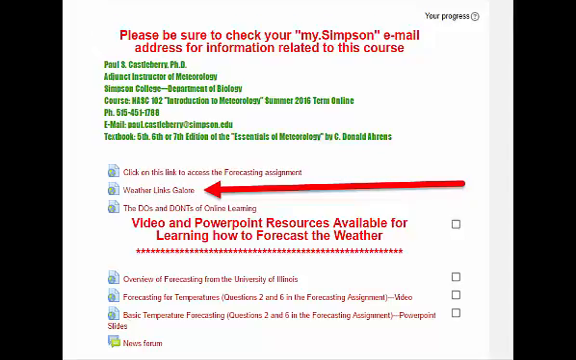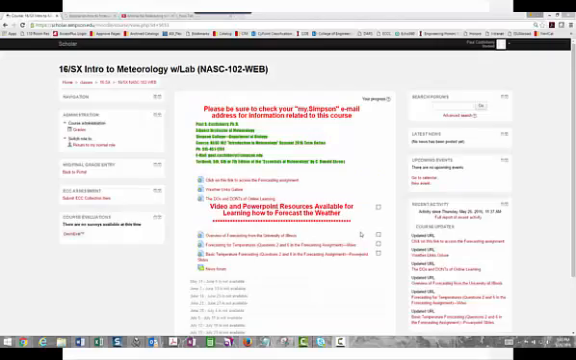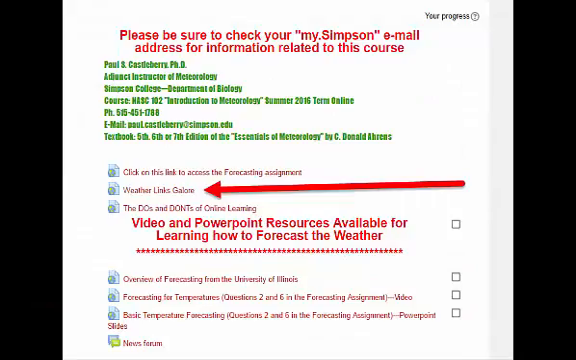In this particular module, we will take a look at forecasting temperatures. Recall that you have to forecast temperatures for 12Z and 18Z on your forecast. Now keep in mind we are in Central Daylight Time, which means 12Z for our area would be 7 a.m. and 18Z would be 1 p.m. So let's go ahead and take a look at how one might forecast for temperatures.